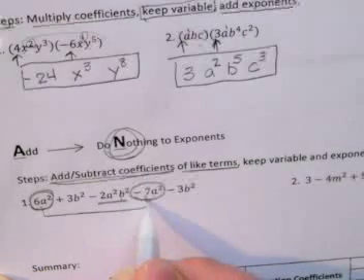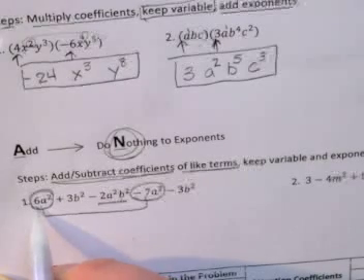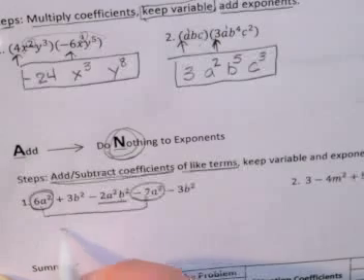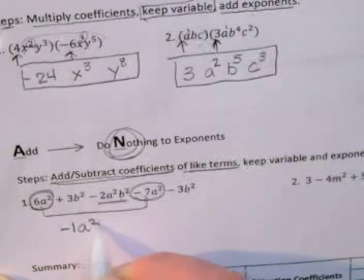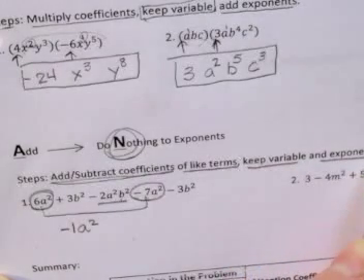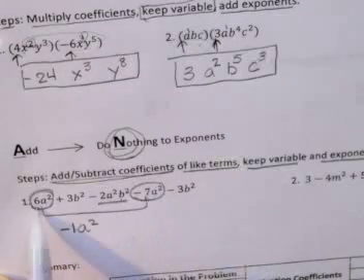So when I add them, I add or subtract only the coefficients. The coefficient here is 6. The coefficient here is -7. So that gives me a -1 for a coefficient. And my variable stays the same. Keep the variable and the exponent. So I've successfully taken care of these two terms.